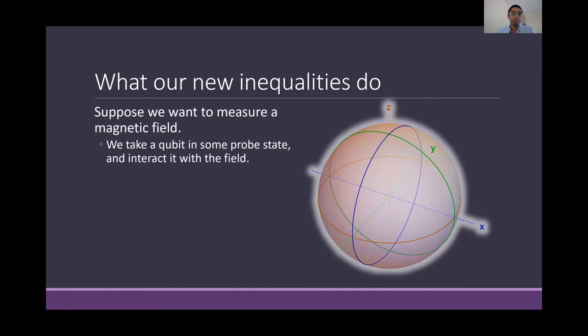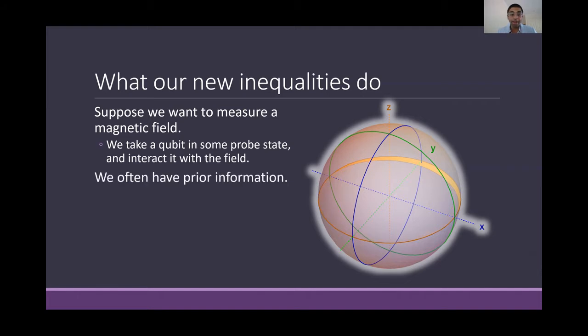Let's suppose you want to measure a magnetic field. How do you do this? Well, you take a qubit in some sort of probe state and you interact it with the field. Based on the state of the magnetic field, the qubit will be rotated to lie in the XY plane, in some sort of pure state. If we don't know anything about the magnetic field, it'll be uniformly distributed somewhere in the XY plane. But often it won't be uniformly distributed, because we will have some sort of prior knowledge.